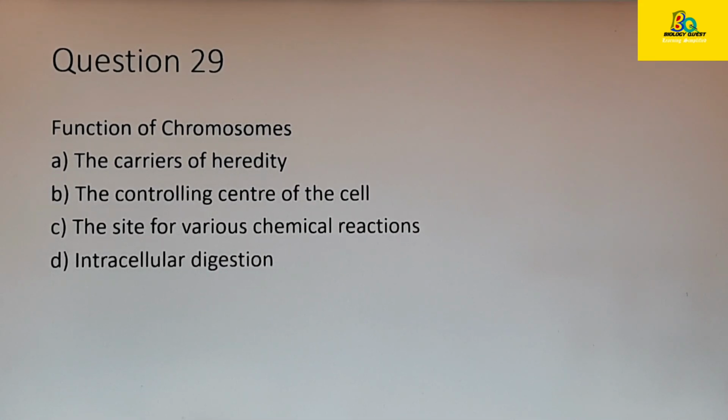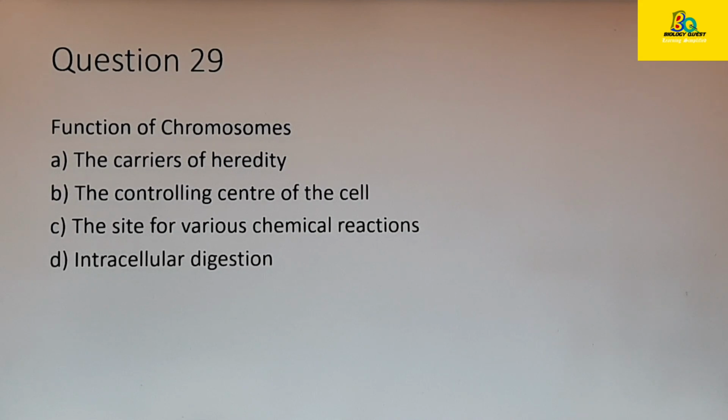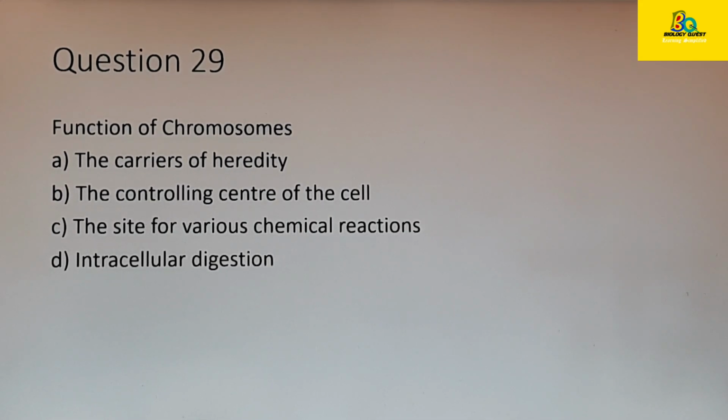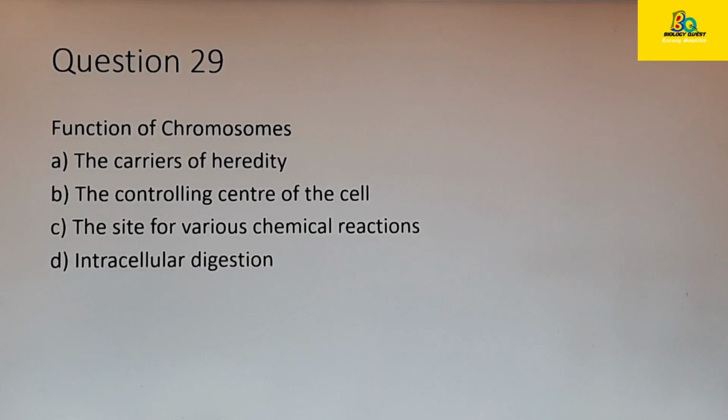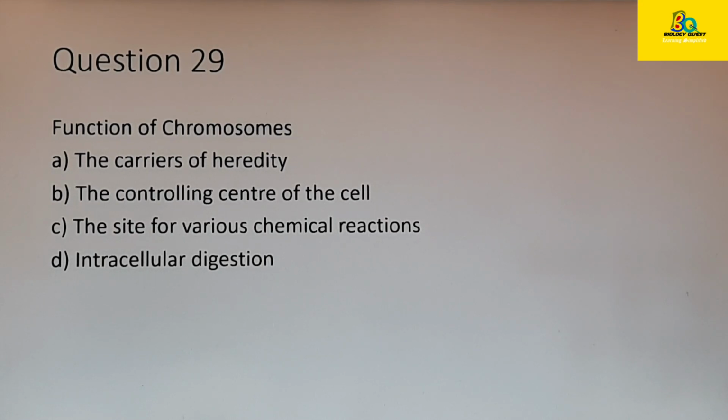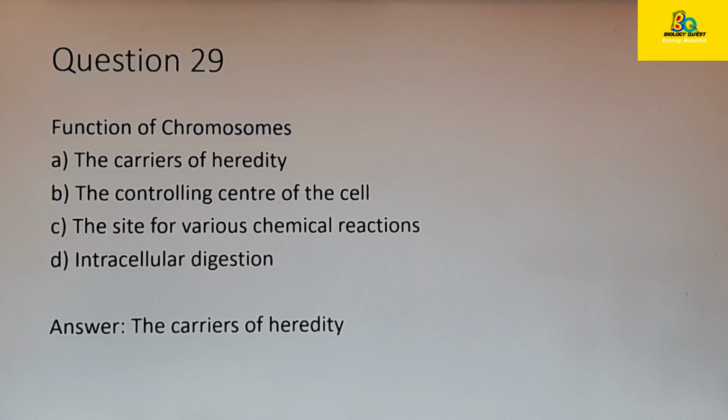Option B, the controlling center of the cell. Which is the controlling center? Nucleus. That is wrong. The site for various chemical reactions is cytoplasm. And the place where intracellular digestion takes place is the lysosomes, which we call the suicidal bags of the cell. So what is the correct answer? The correct answer is option A, carriers of heredity. Chromosomes are the carriers of heredity.